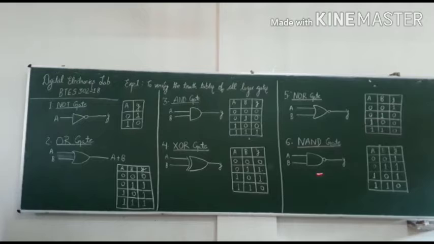The last gate is NAND gate. In this we will also use the inversion over the AND gate, and it will also act opposite to the AND gate. That means at 1 and 1 only we will receive the 0 output. Otherwise, if any of the inputs is 0, we will receive 1 as output. So this is the basic introduction to the truth tables of all logic gates.